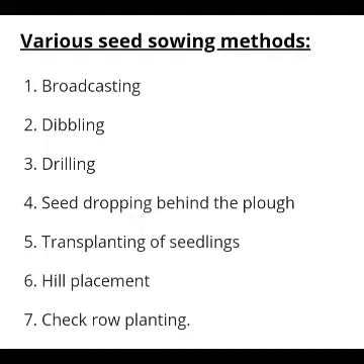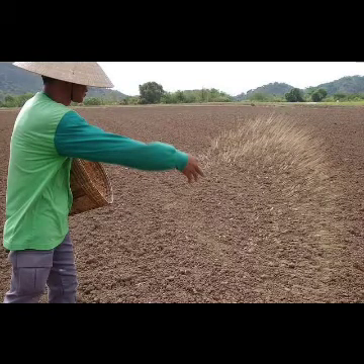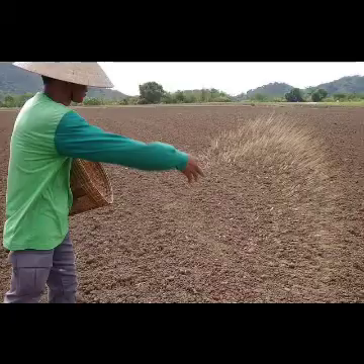So the first one is the broadcasting method of seed sowing. It is an easy method of seed sowing. In this method, the seeds are randomly thrown on the prepared land or seed bed by hand. However, it can also be done mechanically. Even though manual broadcasting is beneficial for some crops, it is also economical too.